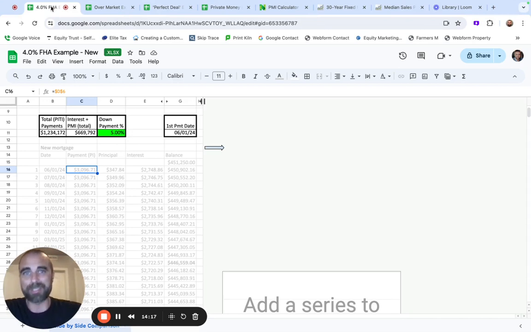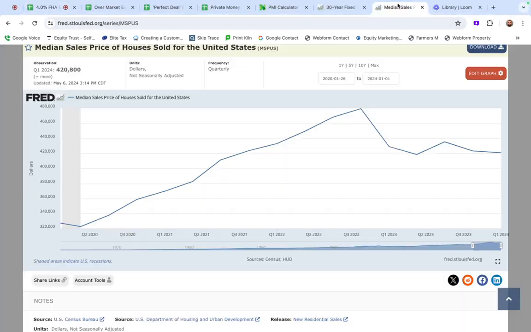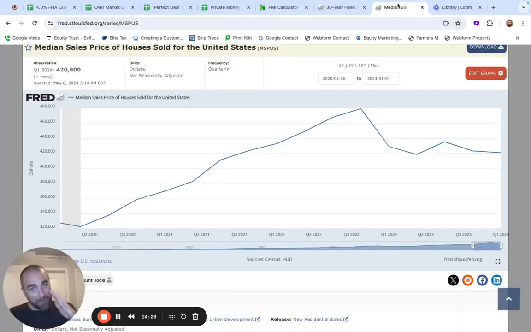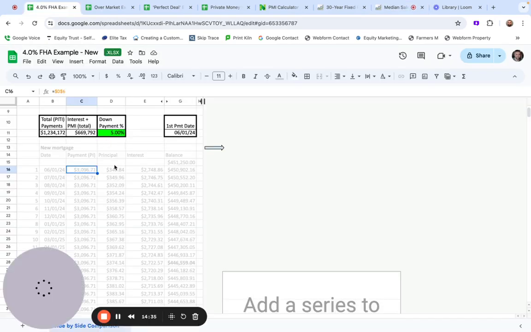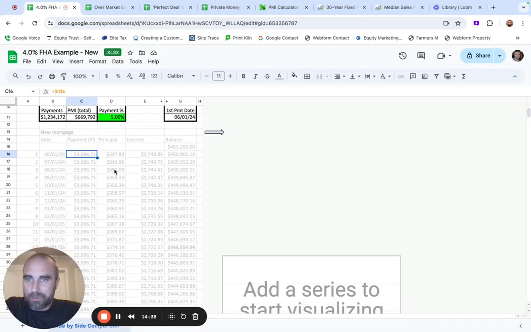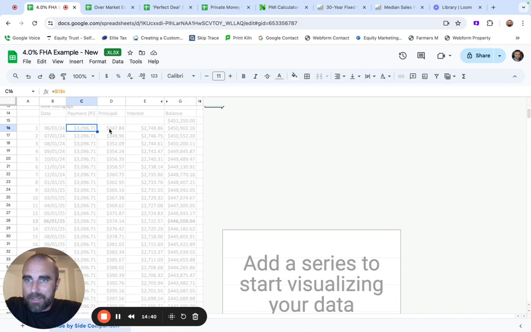What's unfortunate is that when rates are low, home prices go up. So home prices have gone up for a very long time now, but they haven't gone back down that much. But interest rates have more than doubled. So that's what's created the environment we're in. As we scroll through this, you'll notice that each month our principal payment gets a little bit higher, our interest payment gets a little bit lower.